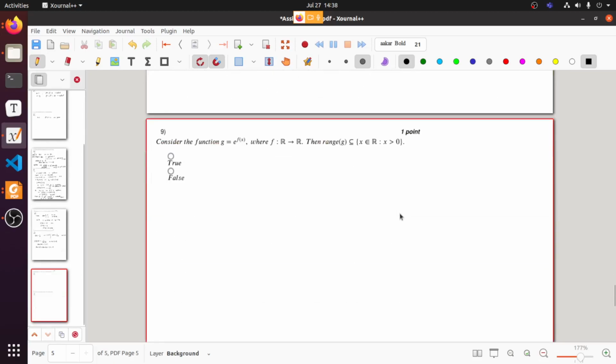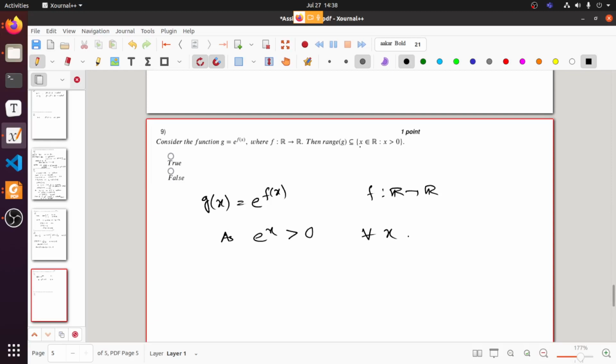Now come to question number 9. What is it saying? Consider the function g, g of x equals e to the power f of x. Then you have to find the range of g. Note that the exponential function is always positive, right? So e to the power x is always greater than 0 for all x, and f is a function from R to R, right? So the range of g will be contained in this set.